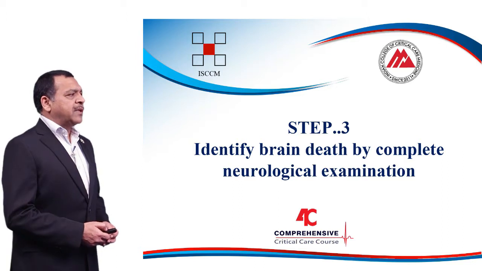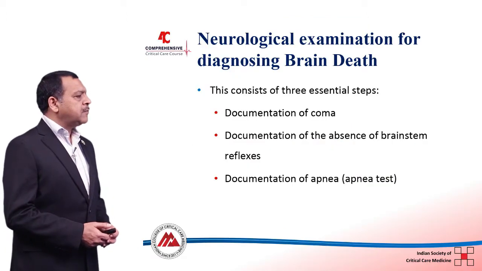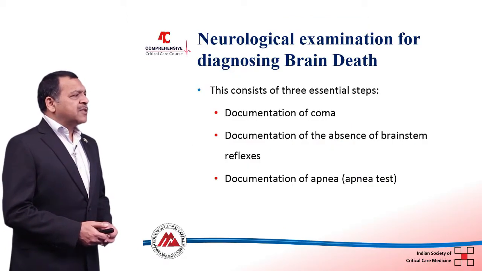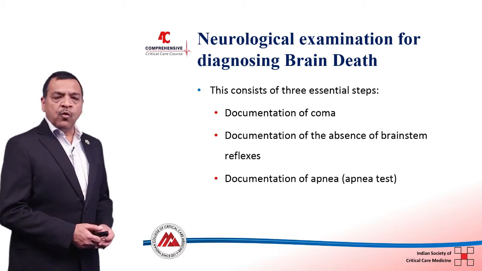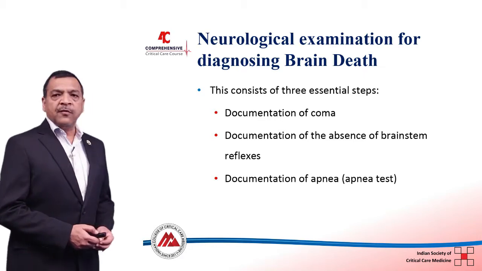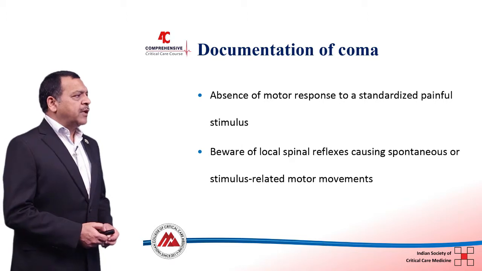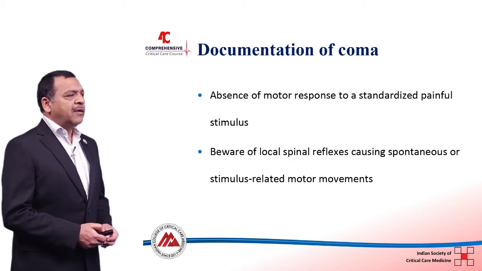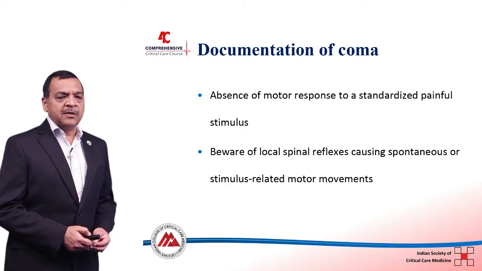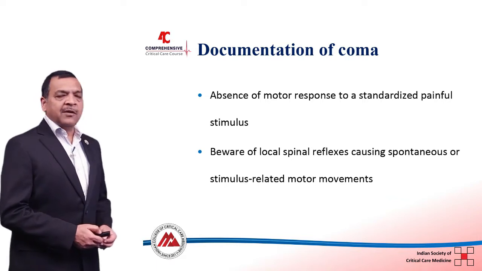So, coming to step 3, we have to identify brain death by completing a neurological examination. This consists of 3 essential steps: documentation of coma, documentation of absence of brainstem reflexes, and documentation of apnea, which is what we call the apnea test. Absence of motor response to standardized painful stimuli could be documented as the coma. Beware of local spinal reflexes causing spontaneous or stimulus-related motor movements.